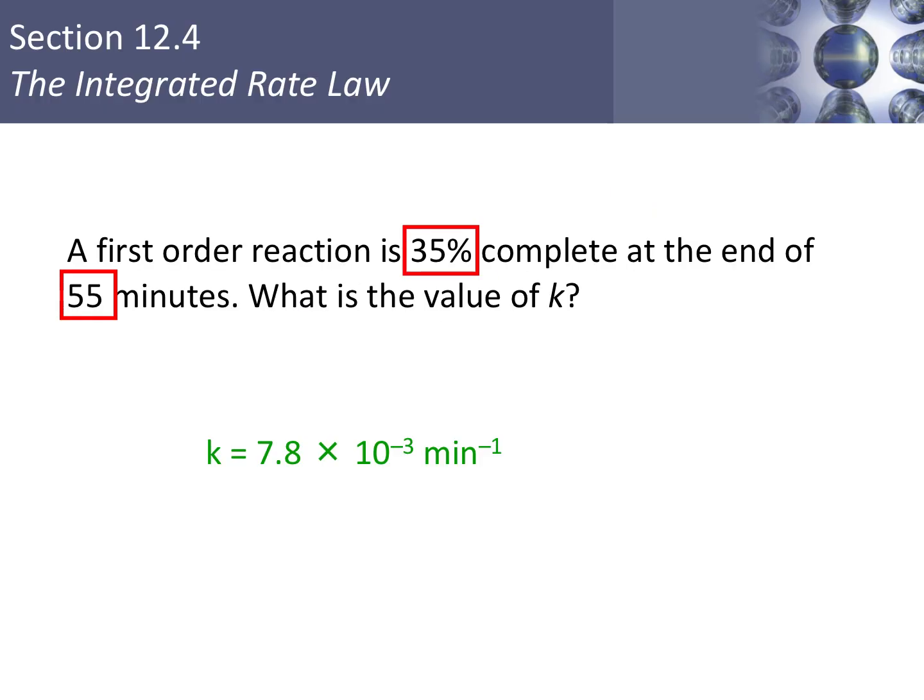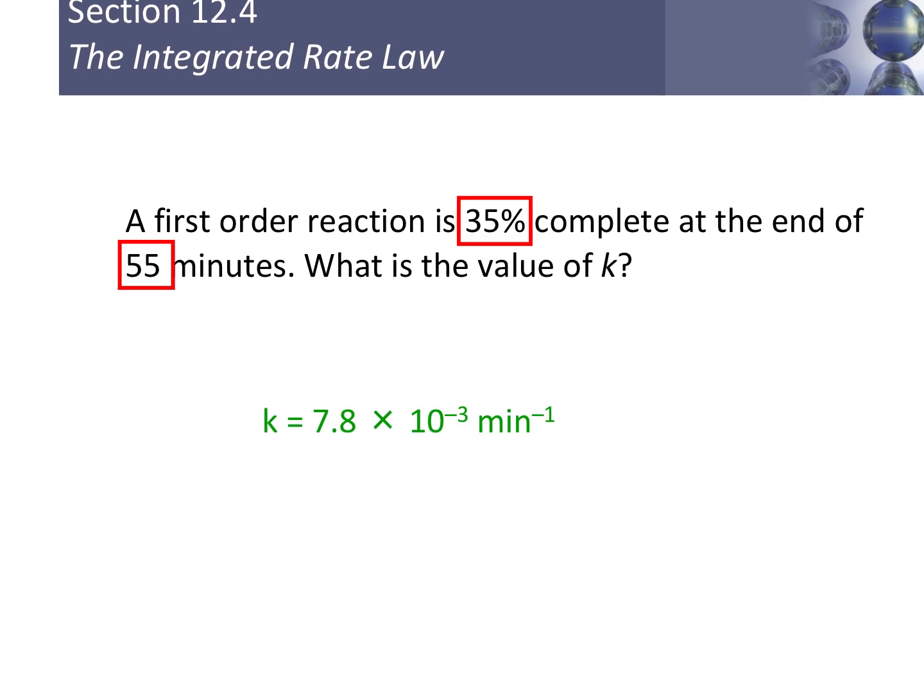A first order reaction is 35% complete in 55 minutes. Trying to give myself some space here to write. What's the value of k? Okay, so let's try to figure out how we can work through this one. It's 35% complete at the end of 55 minutes. What's the value of k?